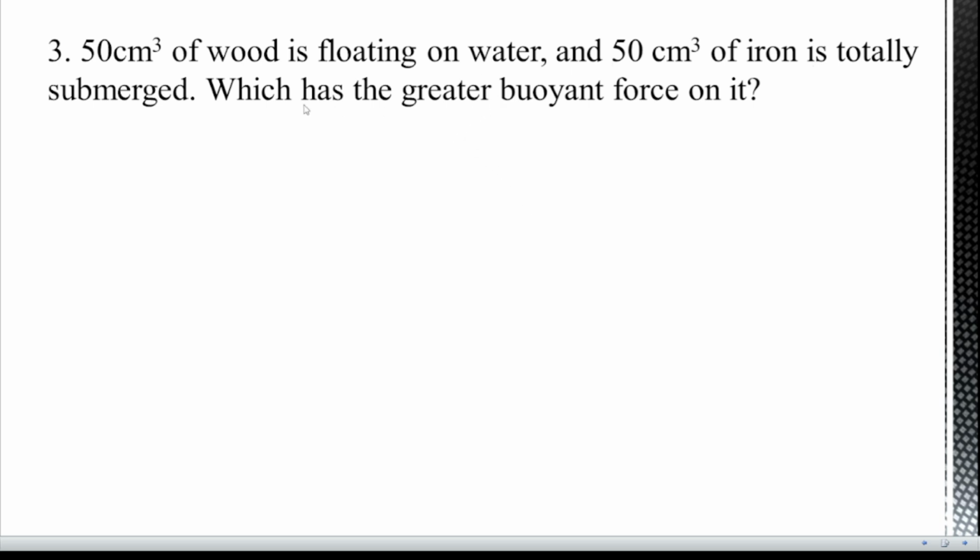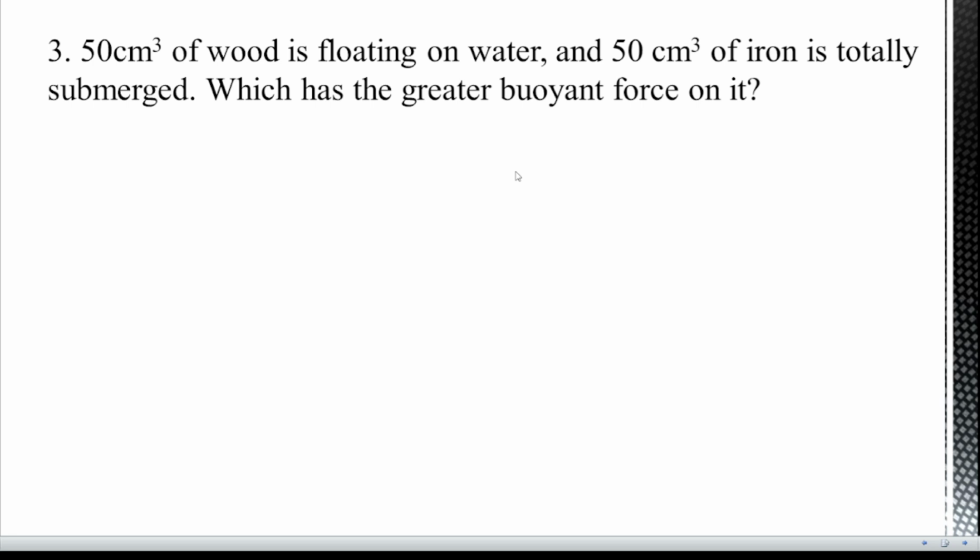Despite the fact that the volumes are the same, the displaced water volume due to the wood and the displaced water volume due to the iron are quite different, and hence the upthrust force in the case of iron and in the case of wood is quite different.